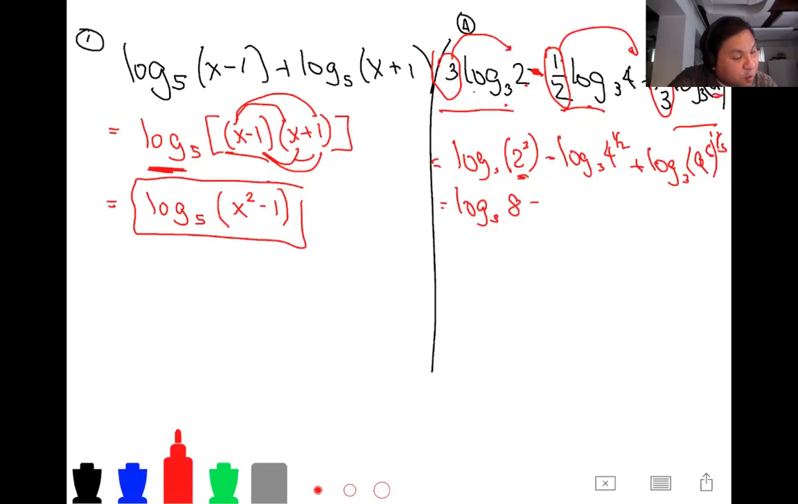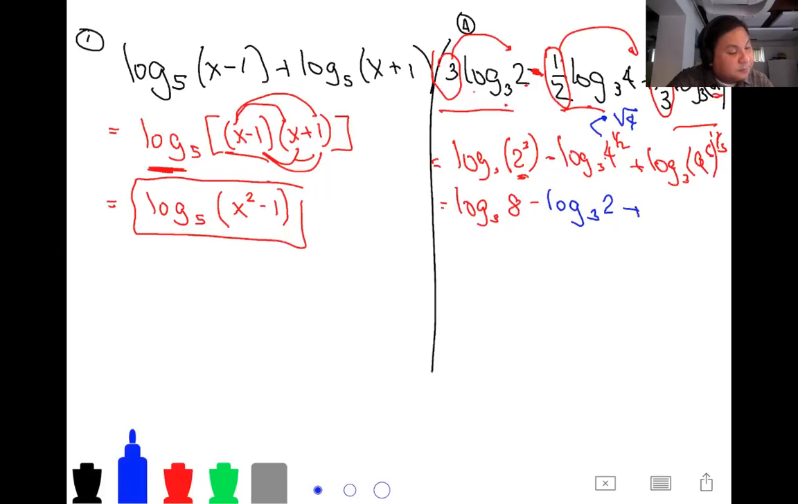Logarithm of 4 raised to the 1/2, the base 3. Now 4 to the 1/2 is like saying square root of 4. Remember, a fractional exponent is a radical expression. So 4 to the 1/2 is like saying square root of 4. So this is like saying logarithm of the square root of 4 to the base 3, and the square root of 4, we will not take negative answers. So this is simply logarithm of 2 to the base 3.